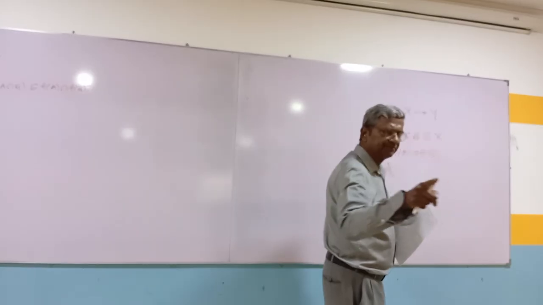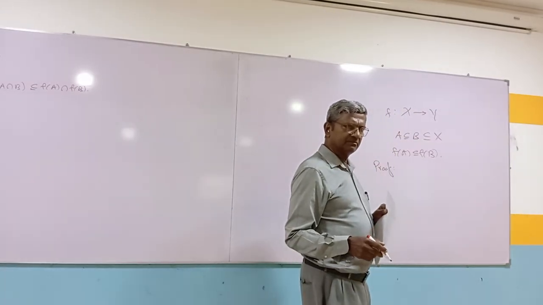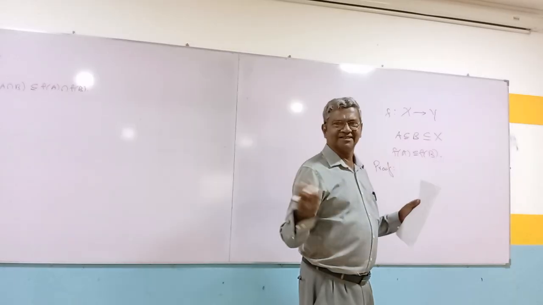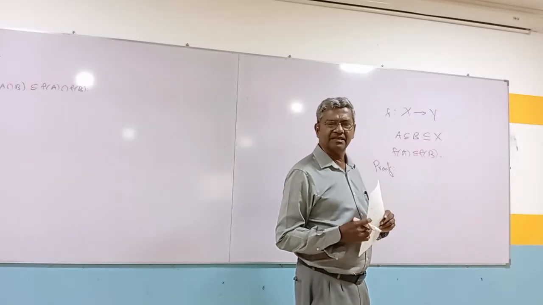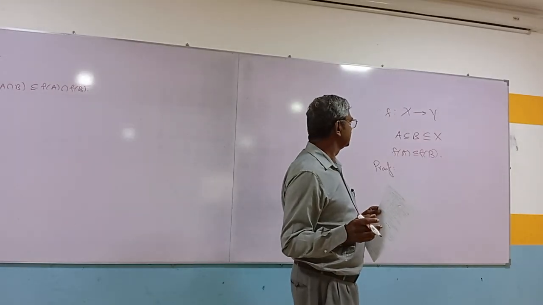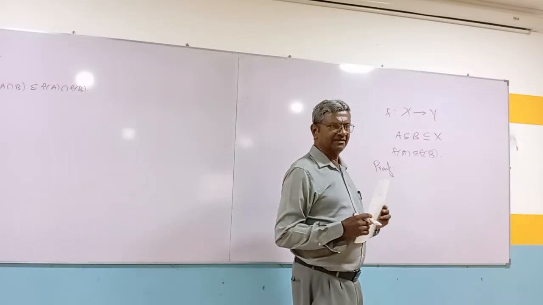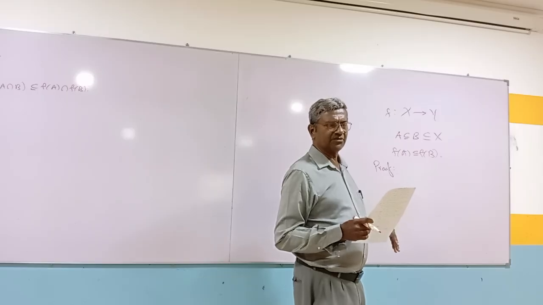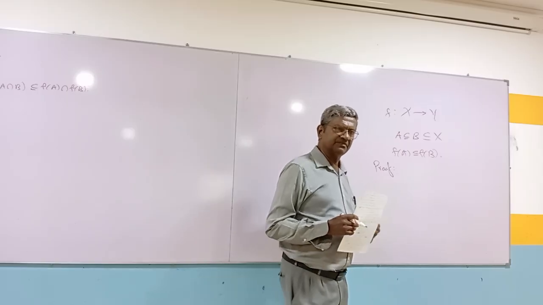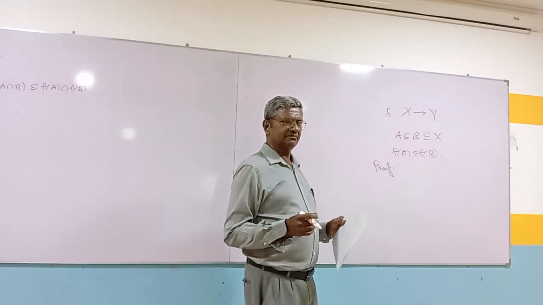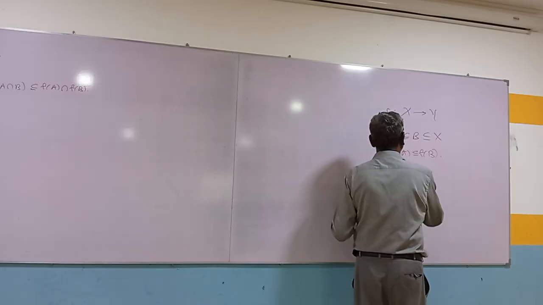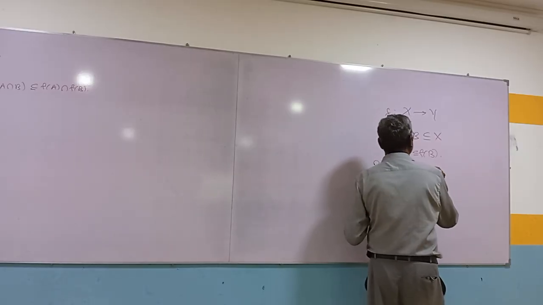What should I write first? Let small a belong to... it's not a good choice of symbols. Suppose small a belongs to capital A. That's incorrect, that's wrong. What is the correct one? The first word is correct, suppose. Oh, assume. Suppose y belongs to f(A).